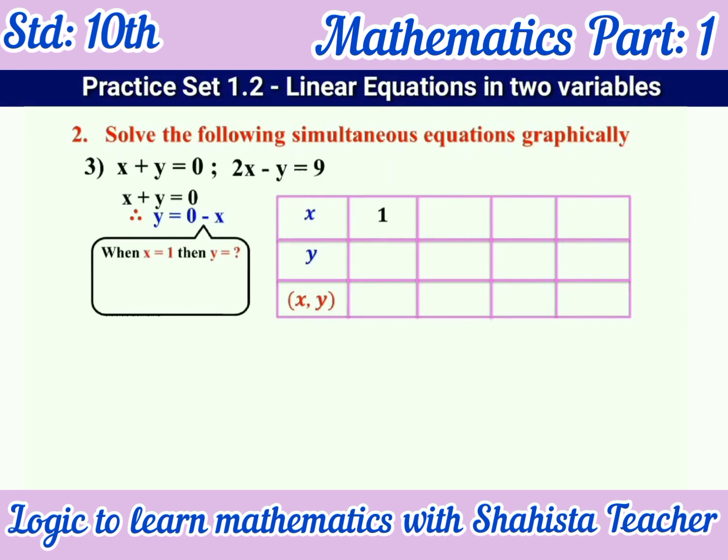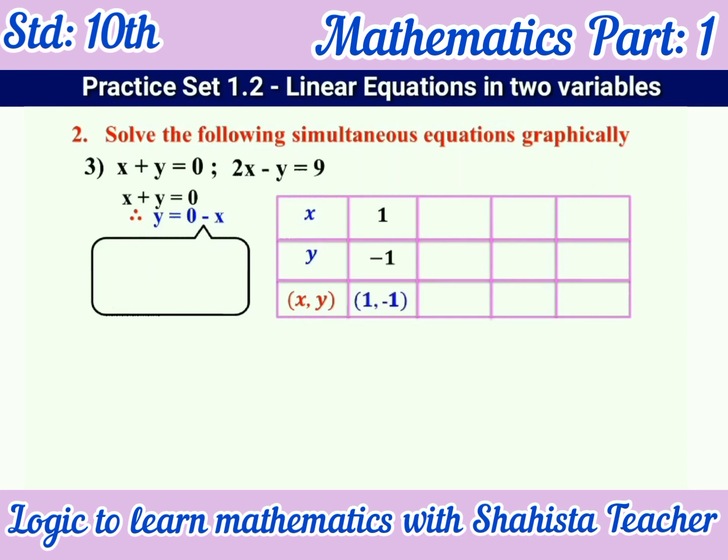Now with this equation, y is equal to 0 minus x, we will find it. So y is equal to 0 minus 1. So y is equal to minus 1. So if x is equal to 1, then y is equal to minus 1. Is that clear? So we will put here 1 comma minus 1. 1 is x and minus 1 is y.